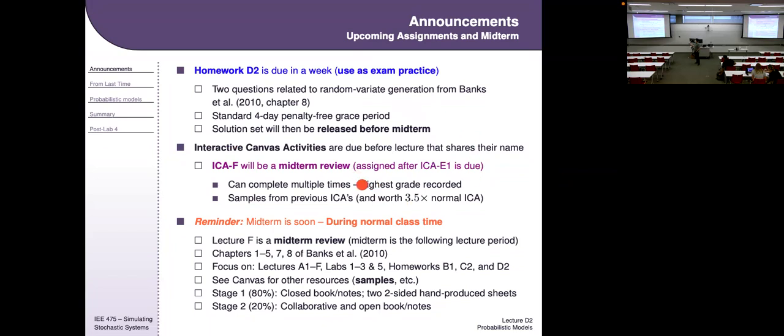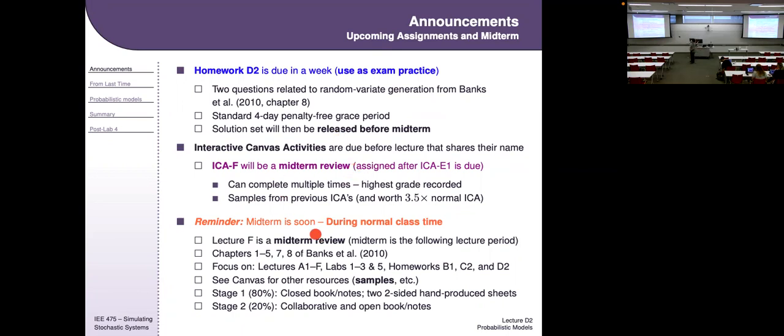ICA F: after ICA E1 is due, which will be due on the E1 lecture, F will be released. It is a much larger ICA. You can take it as many times as you want. It records the highest grade, and it basically randomly samples from previous ICAs. So it's meant to be sort of an online study guide to help you study for the midterm.